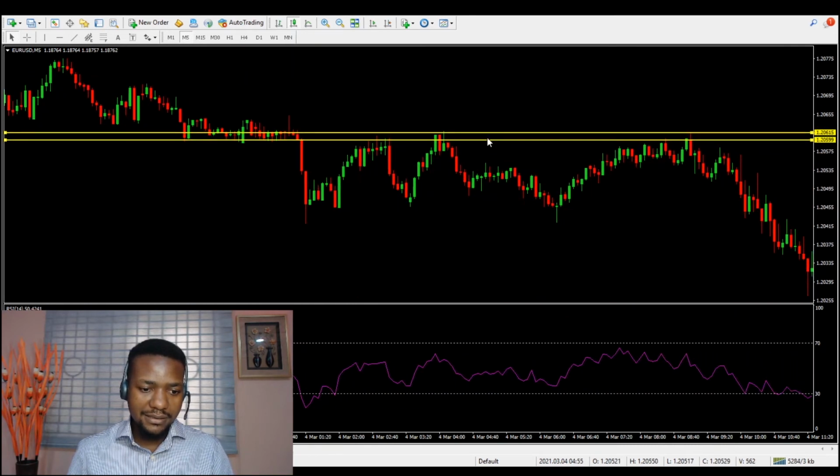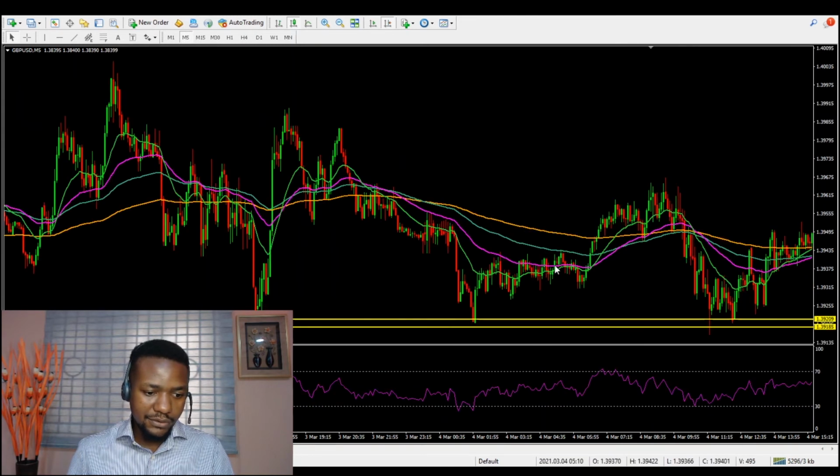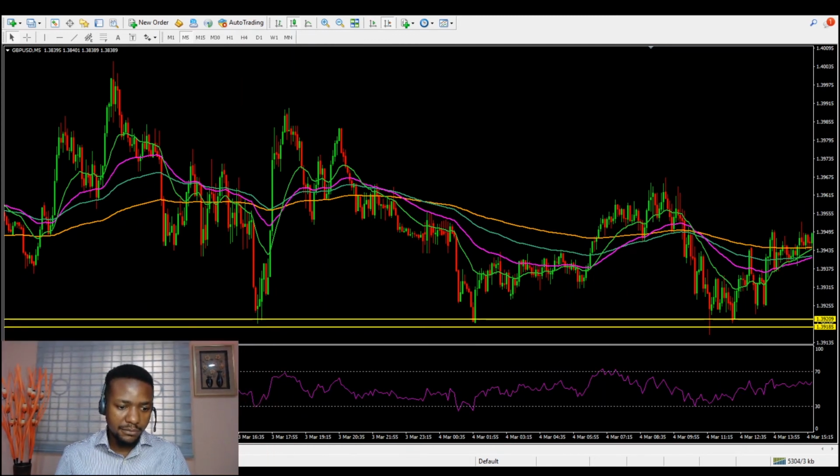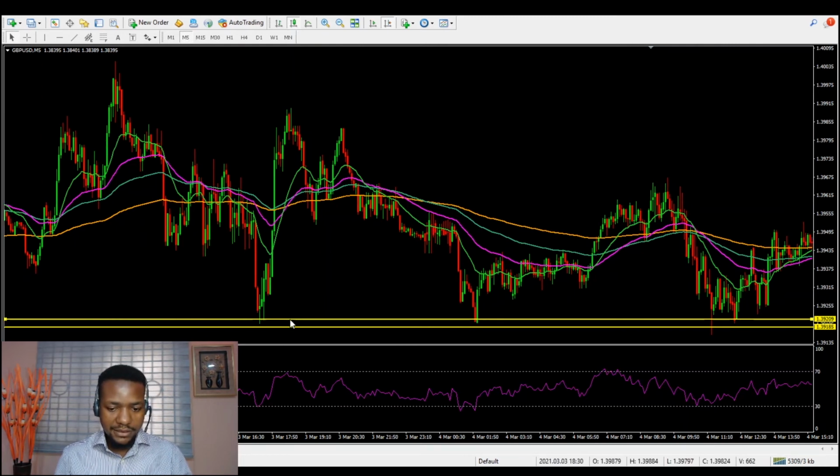So this should tell you that this particular point is a very strong place where we have demand and supply battling it out. So this is how to spot it. So let me go back to GBP USD that we were watching earlier. Let me make my screen smaller so you can see it better. So how did I spot this?